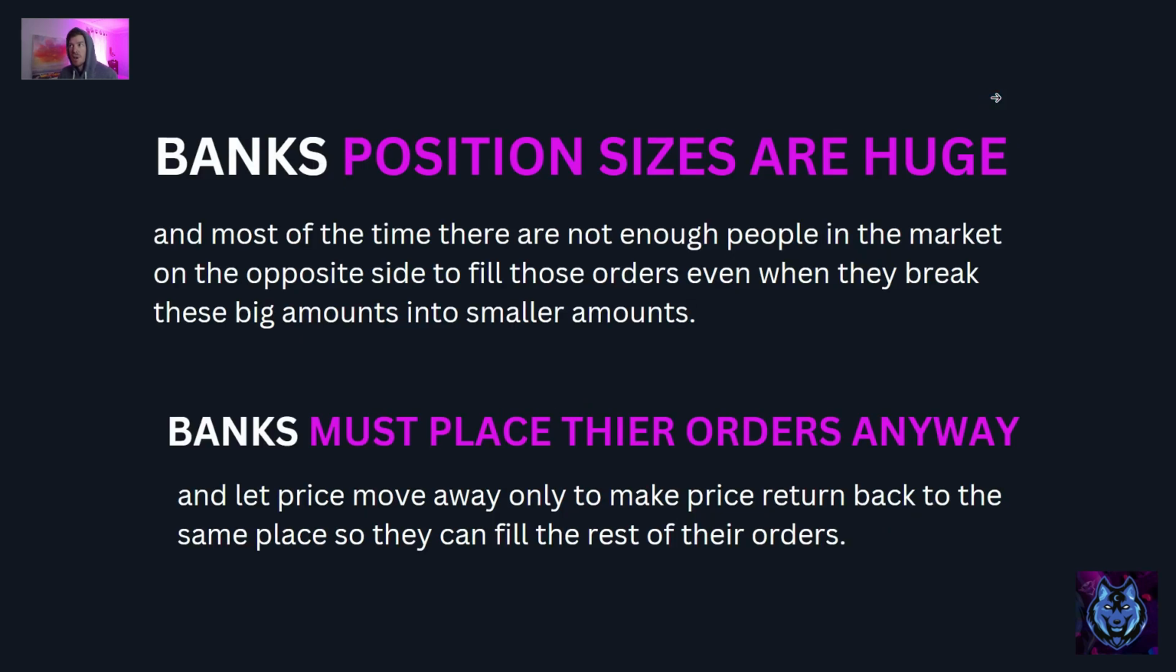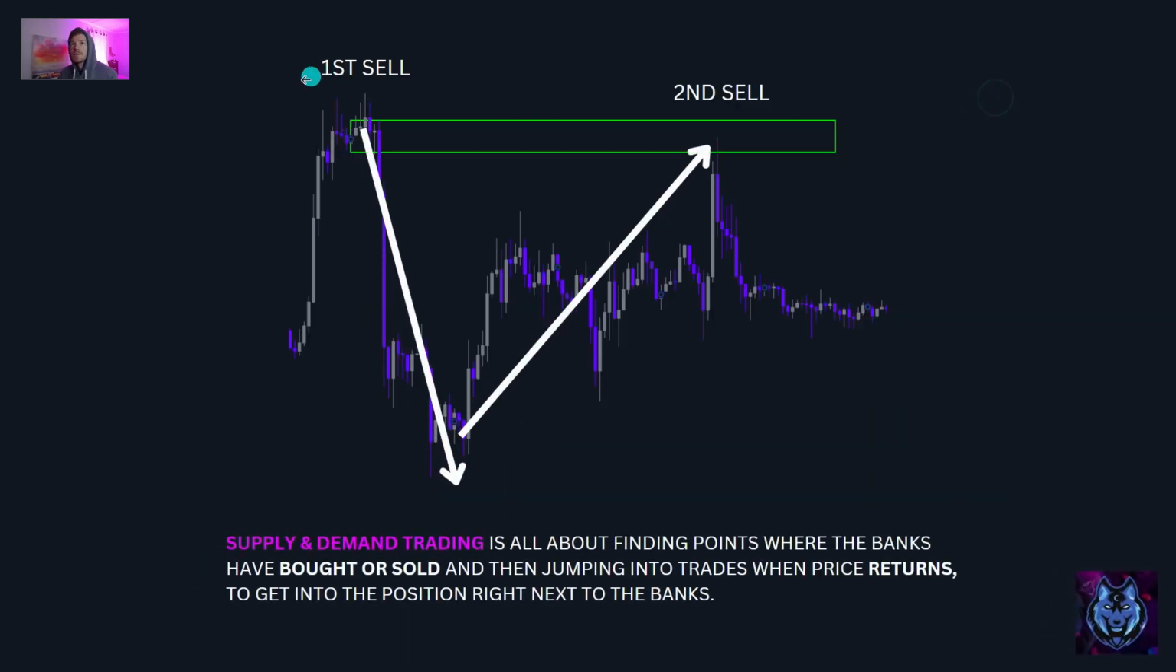Banks' position sizes are huge, and most of the time there are not enough people in the market on the opposite side to fill those orders, even when they break these big amounts into smaller amounts. Banks must place their orders anyway and let price move away, only to make price return back to the same place so they can fill the rest of their orders. Here's an example. So the banks will create this massive order over here. Price will move away, but then it will come back to fill the rest, to balance the books.